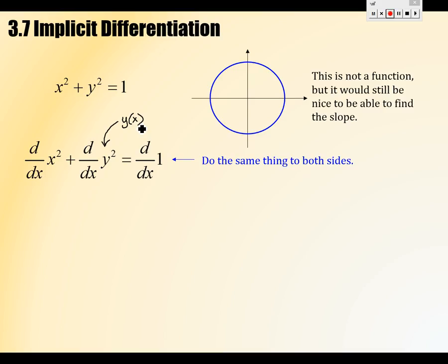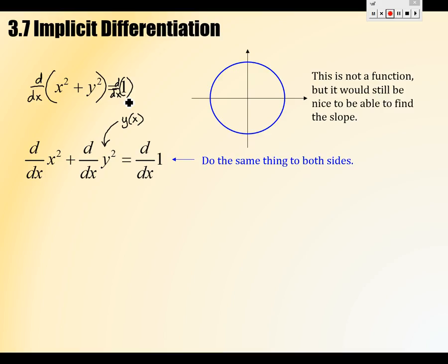Okay, I'm taking the derivative of both sides. Maybe I should have written that first: d dx of this and d dx of this. But I immediately applied the linear property. Good. So the derivative of x squared is, of course, 2x. The derivative of 1 is, of course, 0. So far, so good. But I need to have a heart-to-heart with you about y squared.